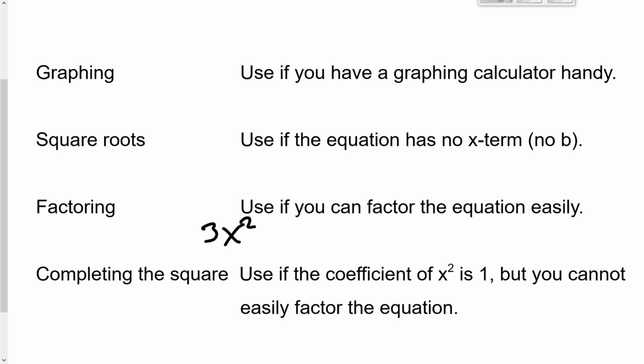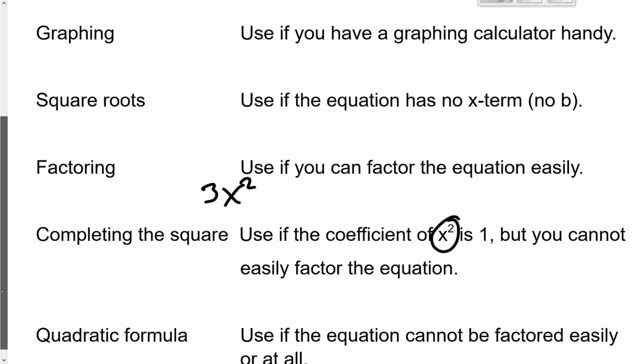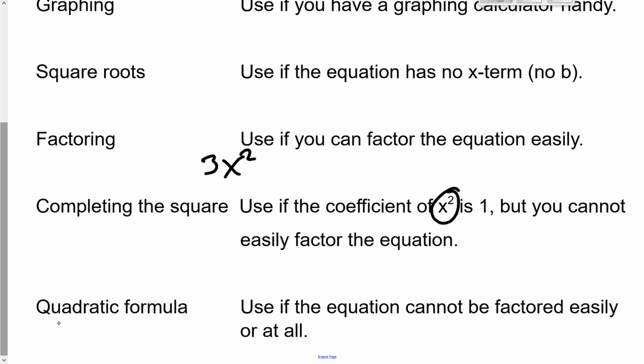If cab is not easy, then stop doing cab and move on to completing the square. And we only do completing the square when we just have an x squared, when our a is equal to 1. But if the a is not 1, then we want to move on to the quadratic formula. And the quadratic formula is a formula for all quadratics, so any quadratic will work in the quadratic formula. Okay, so that's the methods and when to use them.